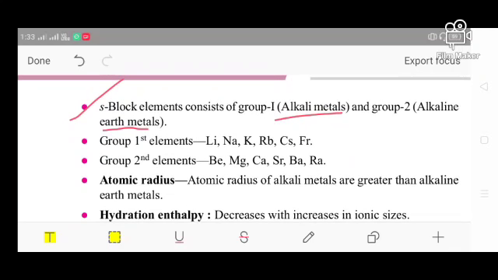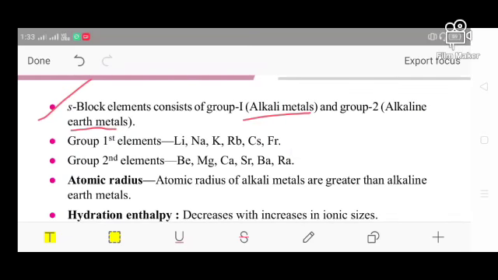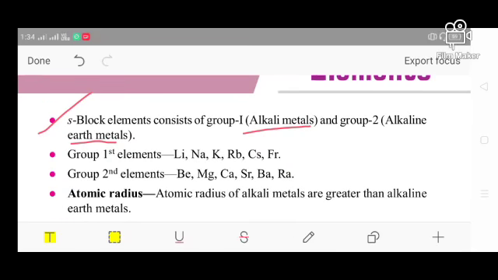So what is the basic difference between the group 1 and group 2 elements? In our electronic configuration, the group 1 elements have only one electron in the outermost orbital, that means a half filled S orbital. Okay, so these are regarded as the group 1 elements.